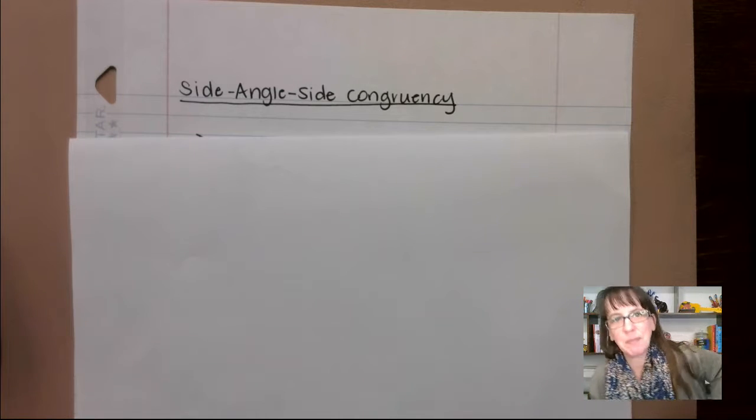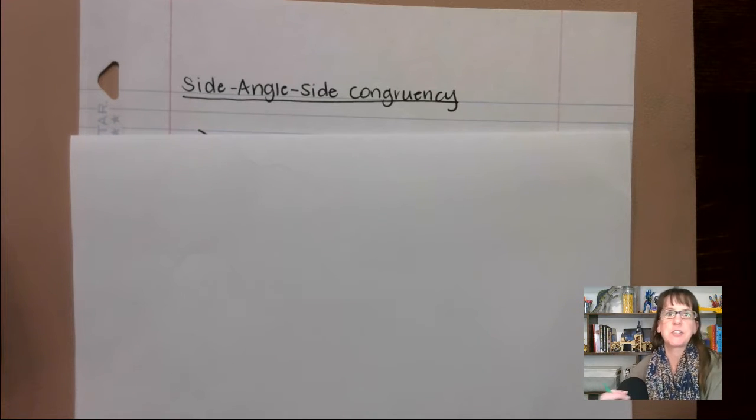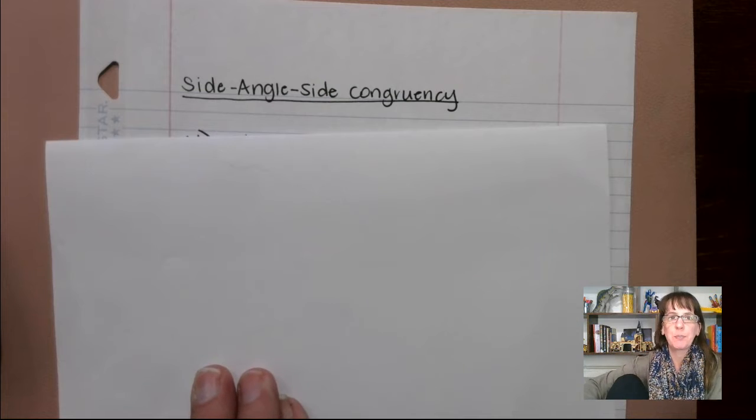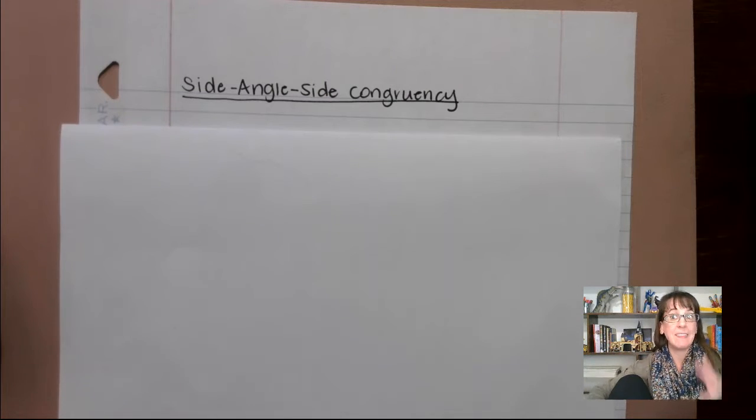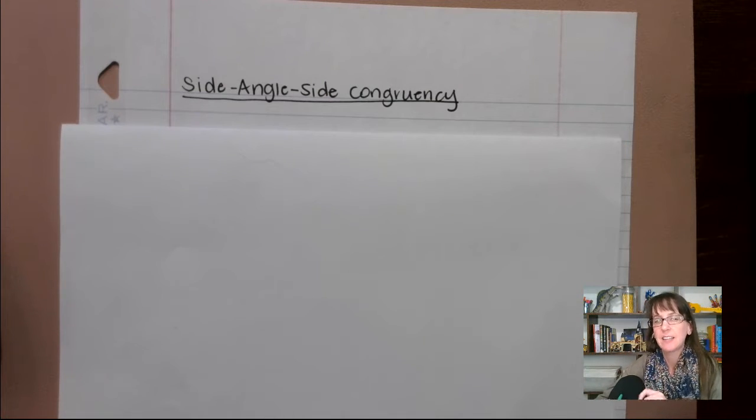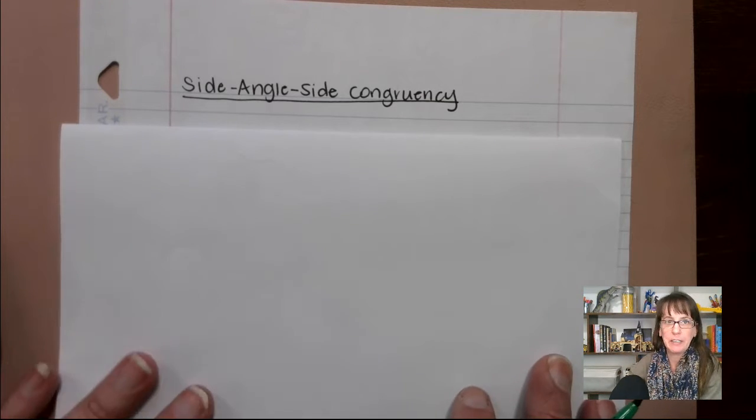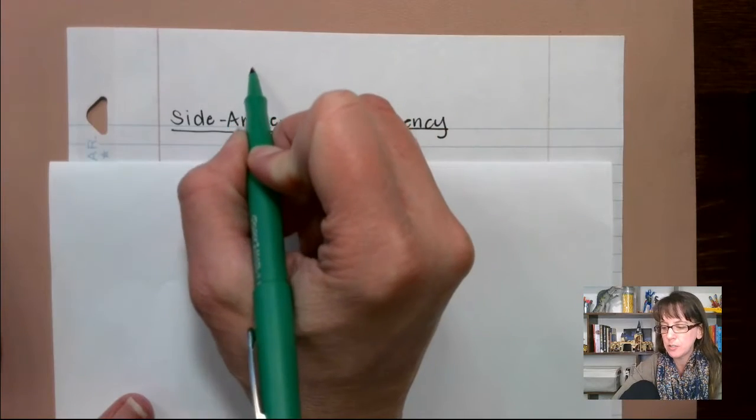Hi friends, welcome back. Today we're talking about side angle side congruency in triangles. If you have two triangles and you prove that there's two sides and the angle in between those sides are the same, then those triangles are congruent. So be very careful, that angle has to be between the two sides.